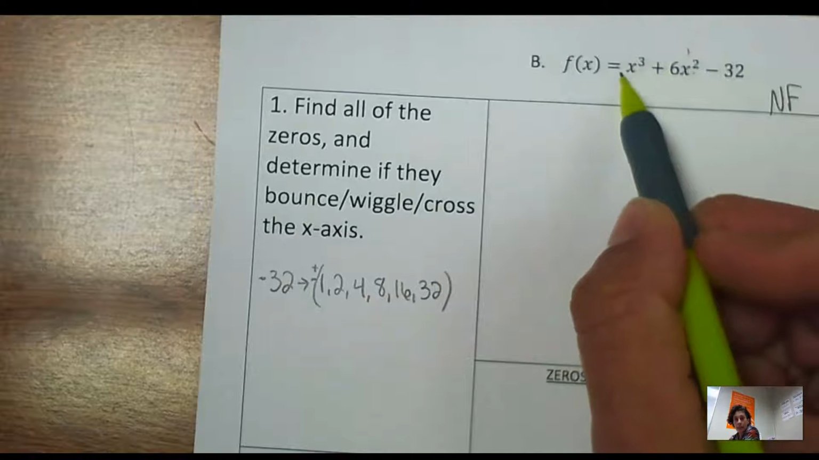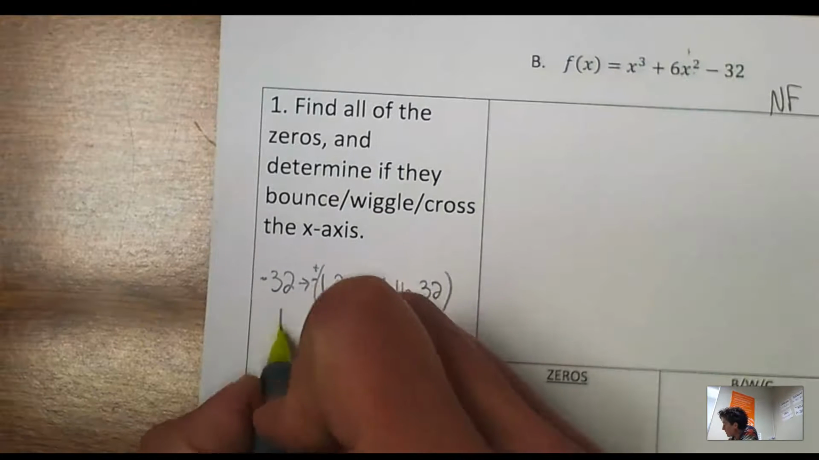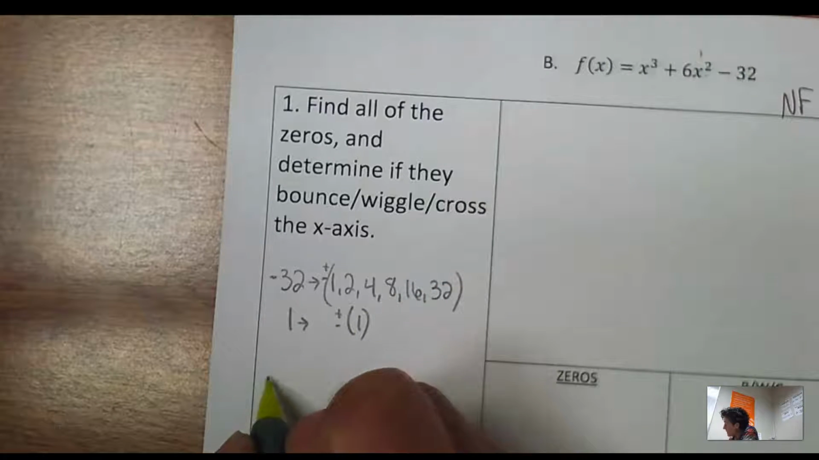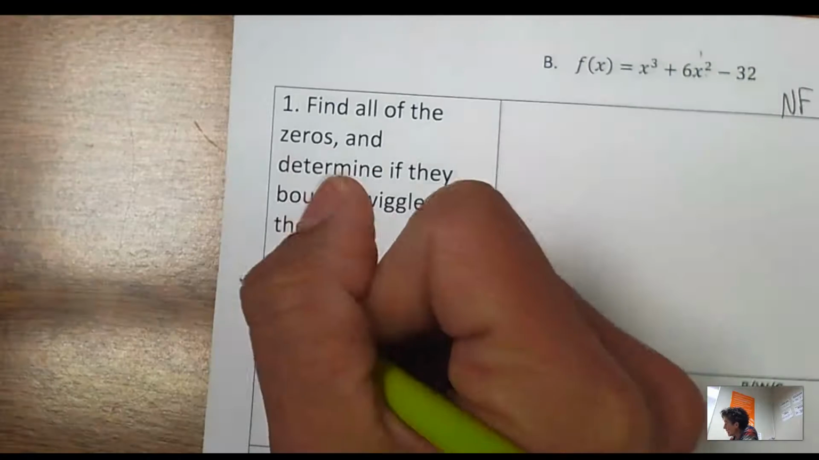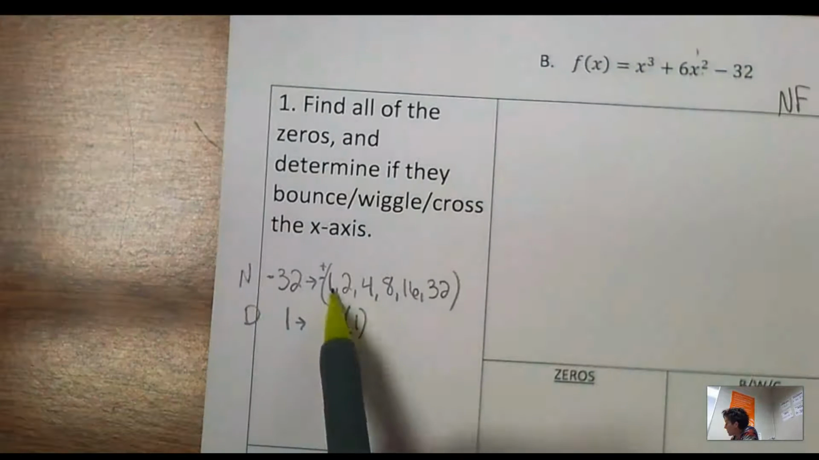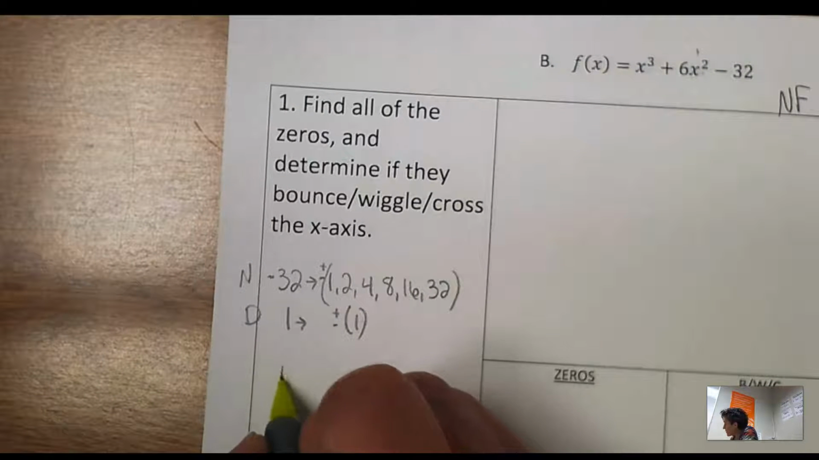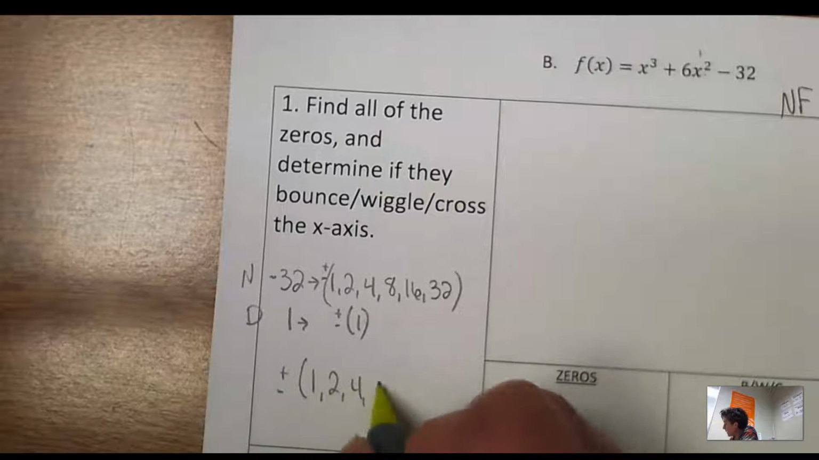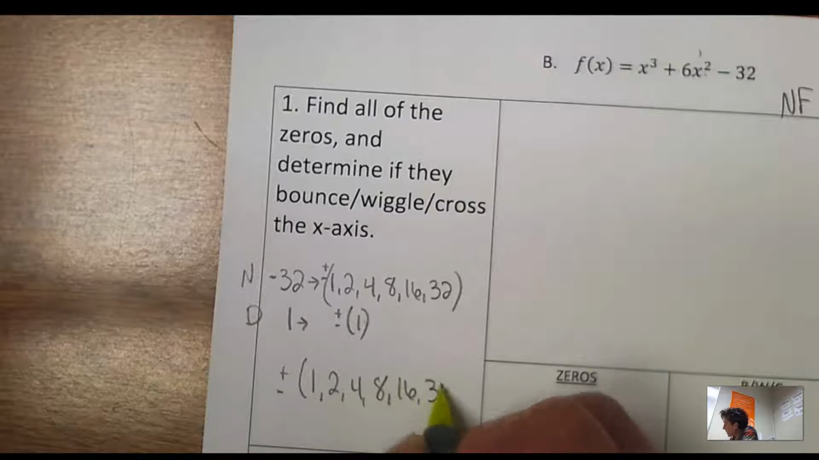And then I should take the number in front, which is a 1. So the only factors of 1 are 1. And then I make this list of numbers where this is my numerator and this is my denominator. And so I just put all of these over 1, which just gives me, in the end, a positive and negative 1, 2, 4, 8, 16, and 32.